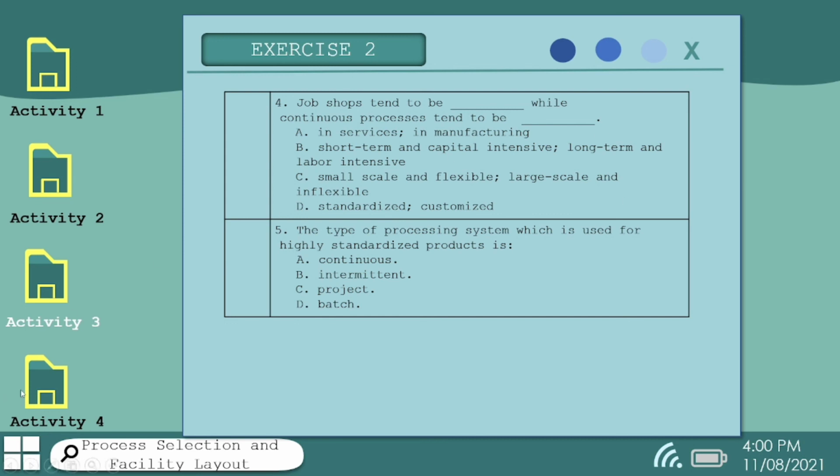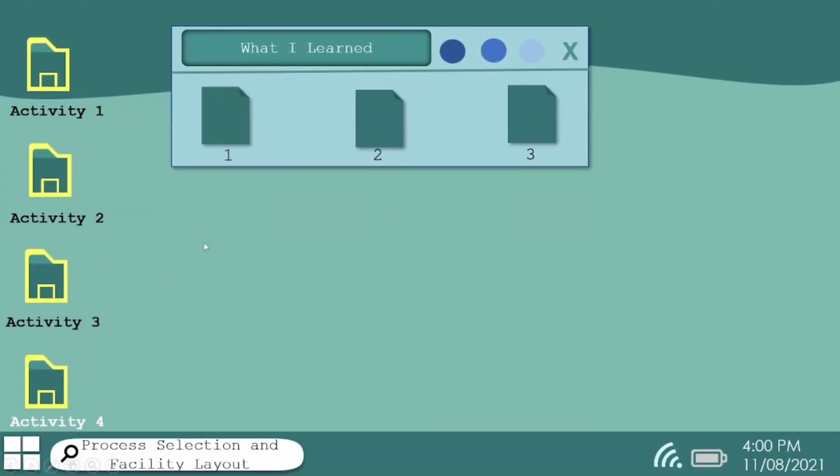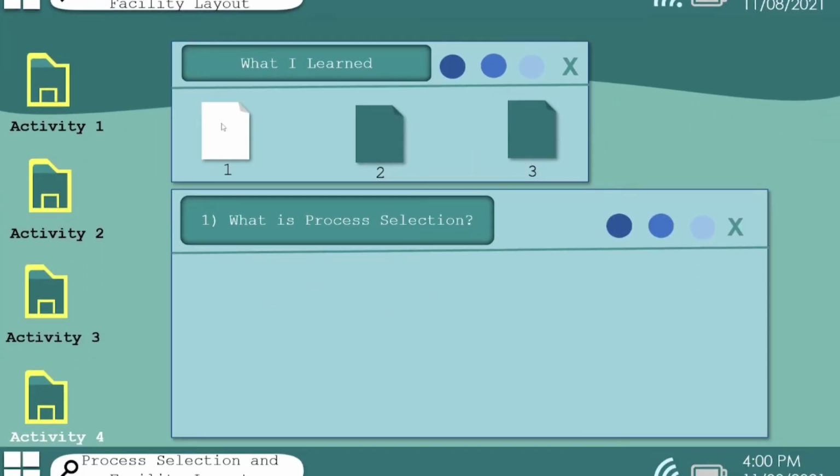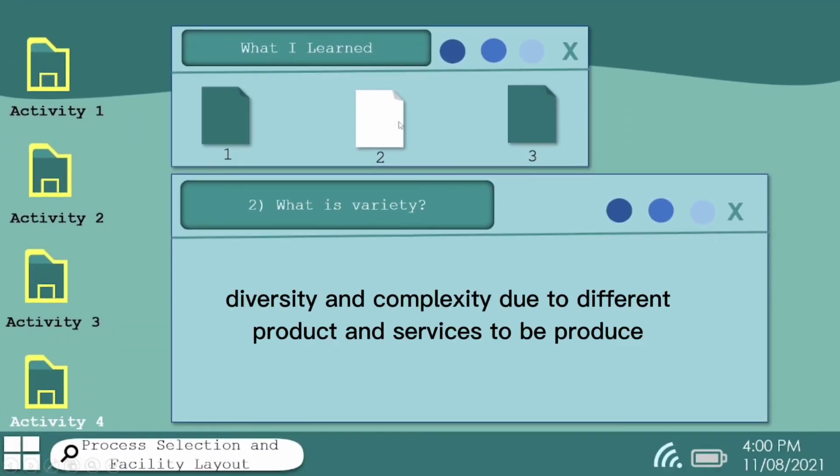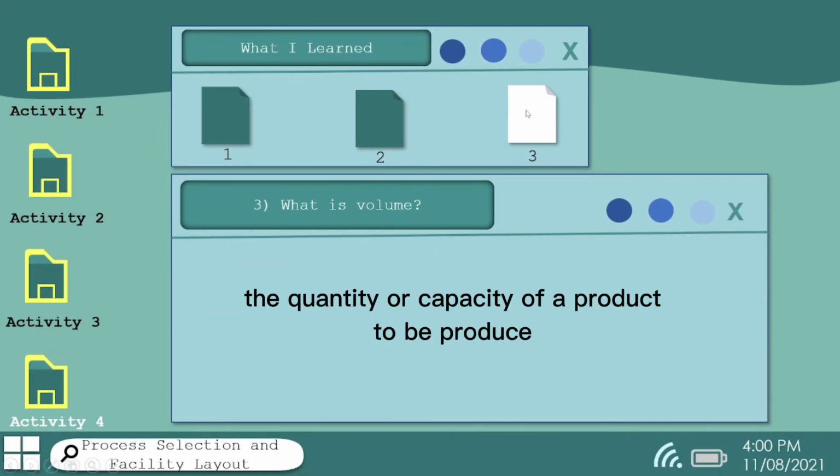And now let's move on to Activity 4, what I learned. For question number 1, what is process selection? A process selection refers to the decision on how you are going to produce goods and services. For question number 2, what is variety? Variety is the diversity and complexity in the process due to different products and services to be produced. And lastly, what is volume? Volume is the quantity or capacity of a product to be produced.